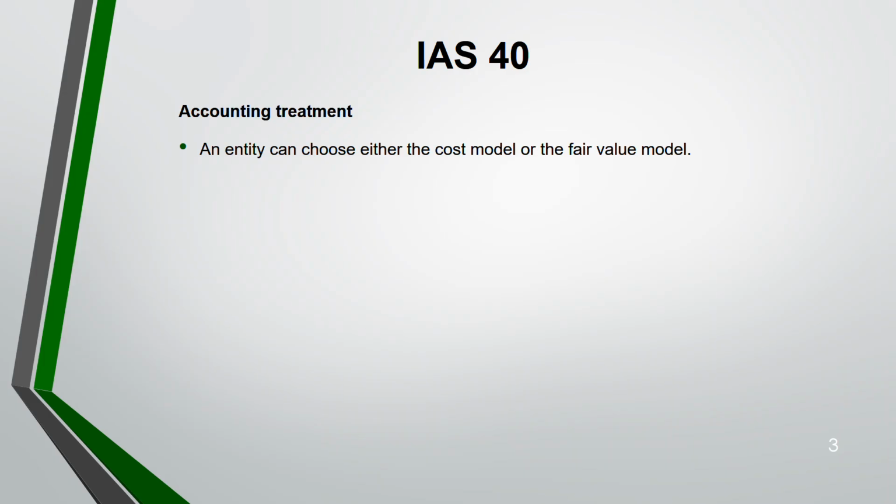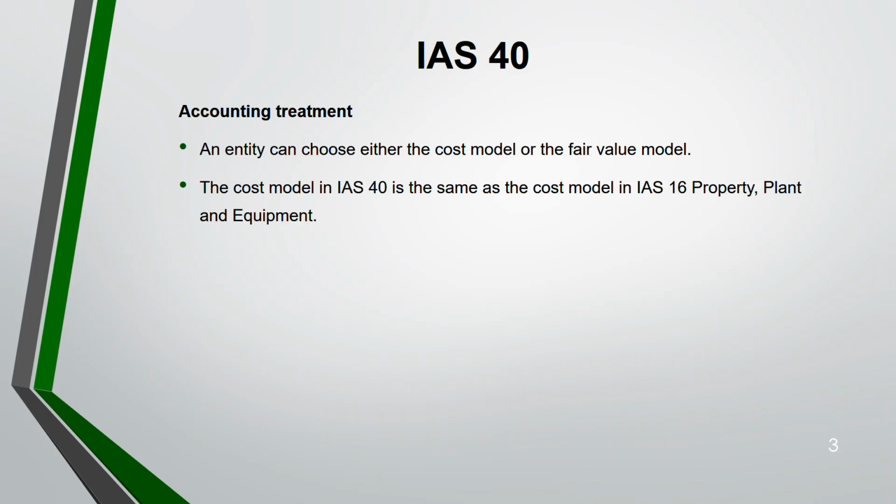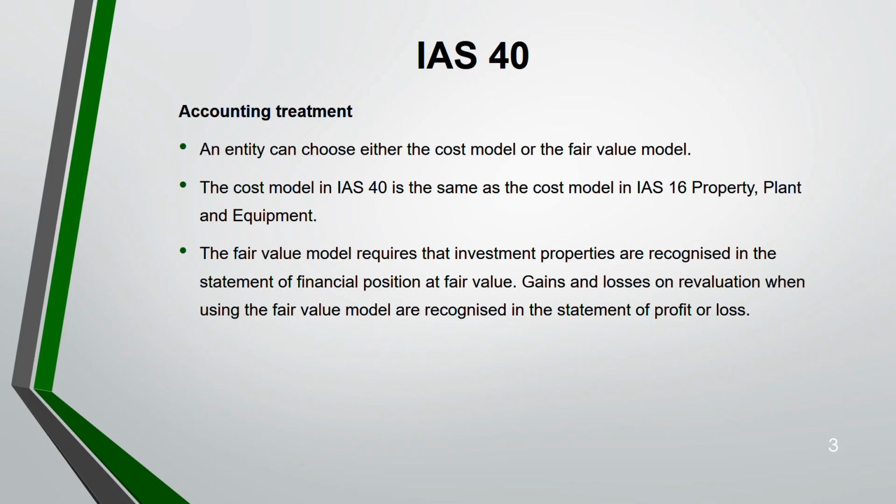So, the accounting treatment. Here, entity can choose between cost model or fair value model. The cost model under IAS 40 is the same as the cost model in IAS 16. Fair value model requires the investment property to be recognized in the statement of financial position at fair value. The gain and loss from the revaluation will go in the statement of profit and loss. That's the only difference. Why? Because under IAS 16, revaluation gain goes to OCI and revaluation loss goes to profit and loss. But here, whether it's gain or loss from investment property, it will go in statement of profit and loss only.